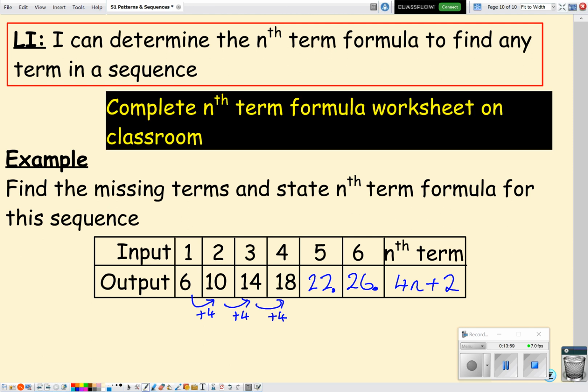Now, with this video, I've put a little worksheet. Can you complete the worksheet, filling in the tables? The tables are exactly the same as what you've seen in this video. Fill in the blanks in the table, the missing terms, and the nth term formula. Complete the worksheet, submit it back to us. Let us know how you got on.